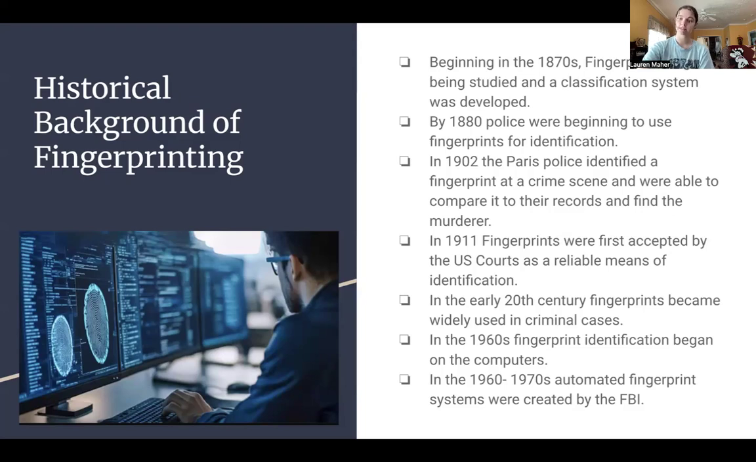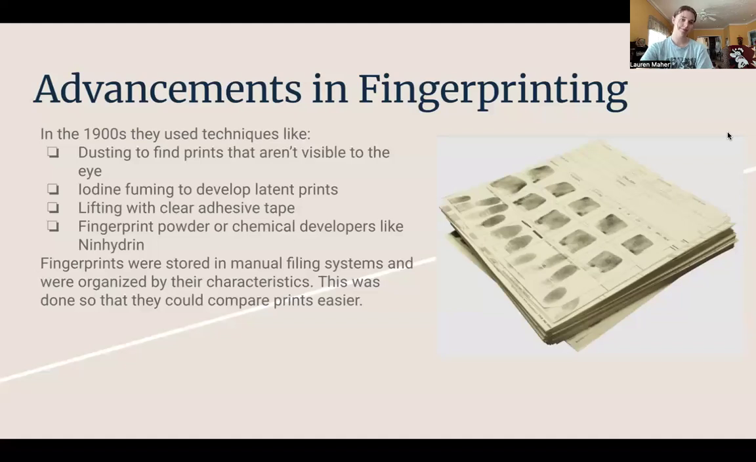In the 1960s, fingerprint identification began on computers. In the 60s and 70s, automated fingerprint systems were created by the FBI. Advancements in fingerprinting. In the 1900s, they used techniques like dusting to find prints that aren't visible to the eye, iodine fuming to develop latent prints, lifting with clear adhesive tape, and fingerprint powder or chemical developers like ninhydrin.